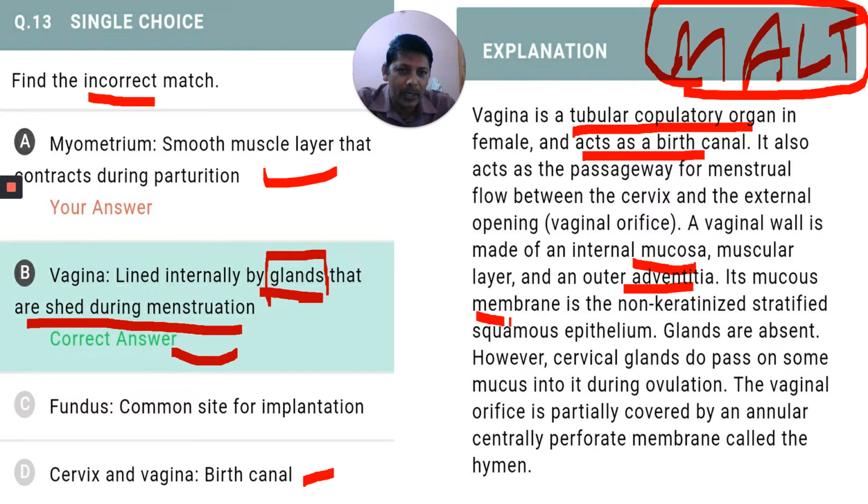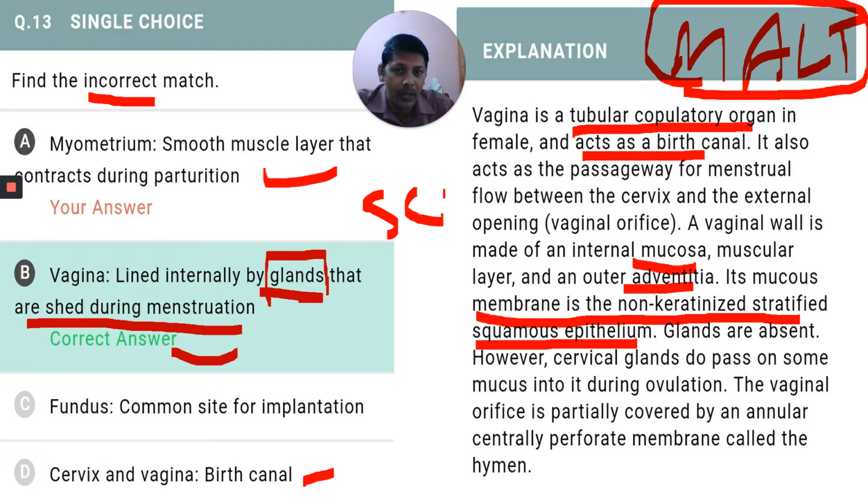The mucosa of the stomach is made up of what? Can you tell me the answer? I am giving a few seconds to think over it. The answer is, stomach mucosa is made up of simple columnar epithelium, non-ciliated.